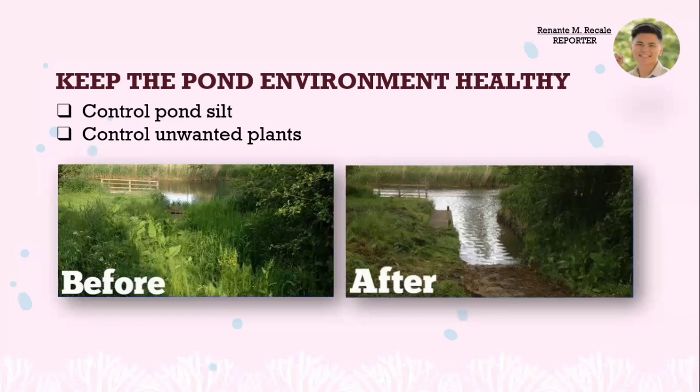Silt will build up in a watercourse over time, and if left unmanaged, will eventually cause the watercourse to dry up, as plants, shrubs, and trees will become established within the footprint once silt levels reach the surface. Another prevention is the control of unwanted plants.